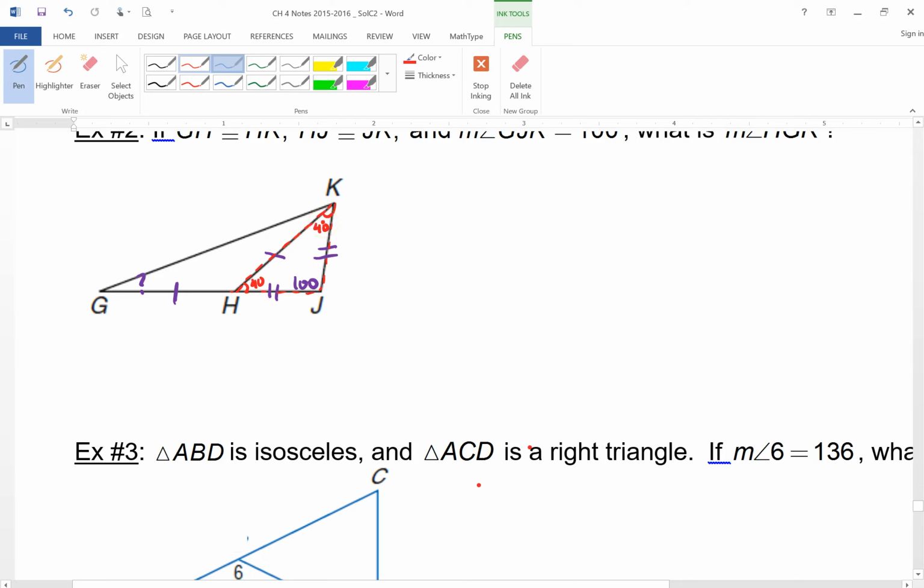Now, if that's 40, what sort of situation do I have here? It's a linear pair. That means angle GHK is 140. And now this other triangle, GHK, is also isosceles. If the two sides are congruent, that means these two angles here are congruent. Meaning, if the big angle is 140, how much does that leave for each of these smaller angles? 20. That means angle HGK is 20.